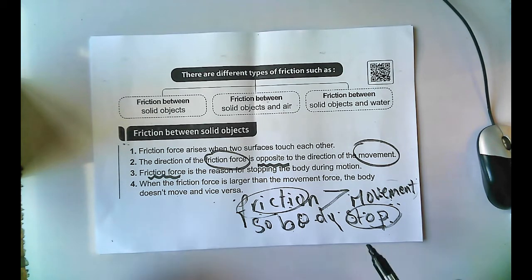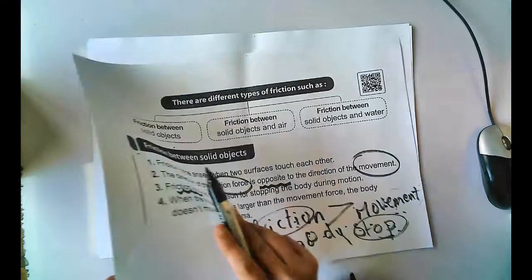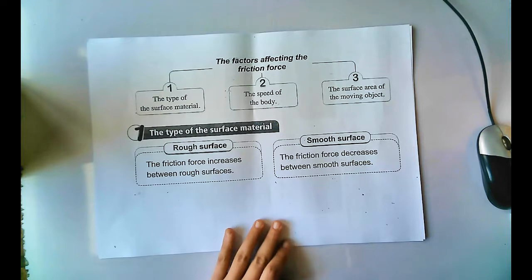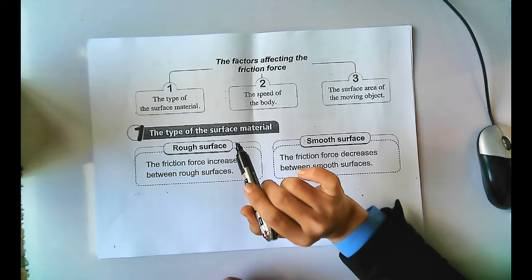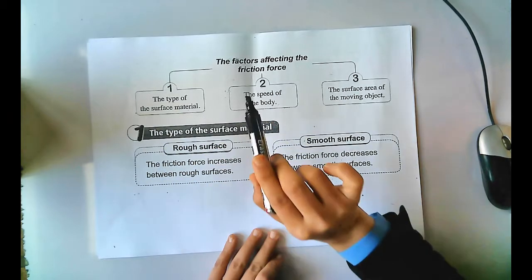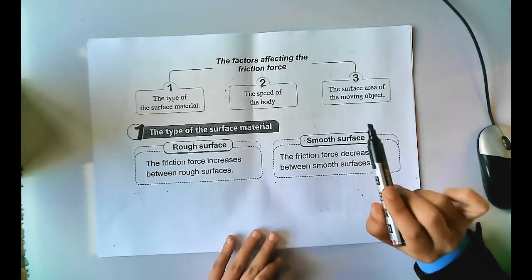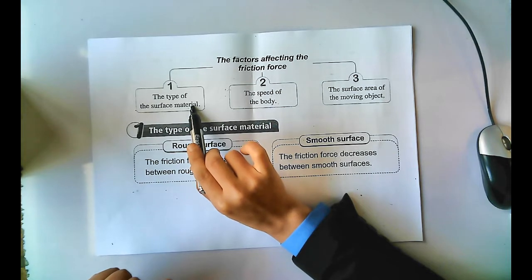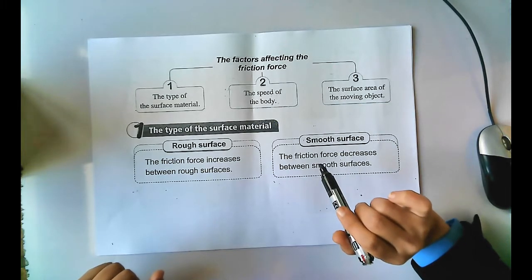Now we take the friction between two solid bodies. Now we're going to take their factors. We're going to continue with the factors between the two solid bodies. What are the factors affecting the friction force? We have the type of surface, the speed of the body, and the surface area of the moving object. Again, the factors affecting friction force: number one, the type of surface, the speed of the body, the surface area of the moving object.